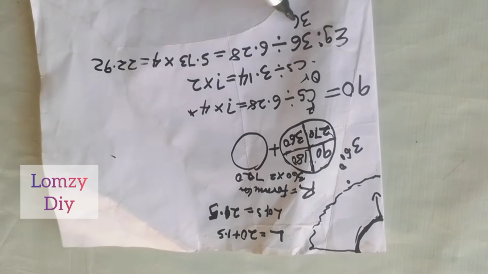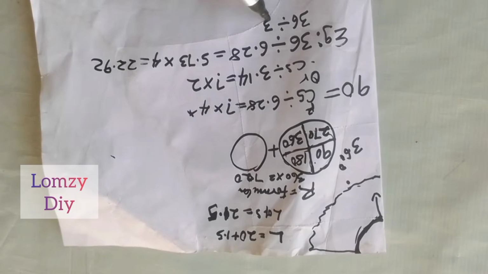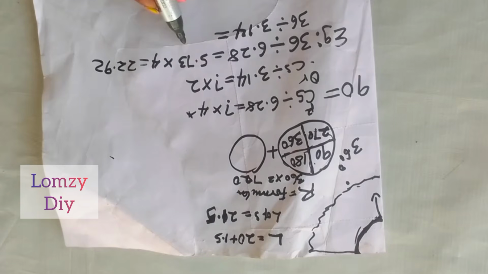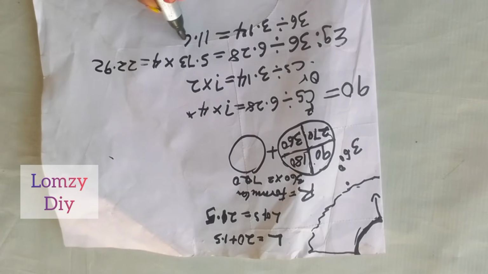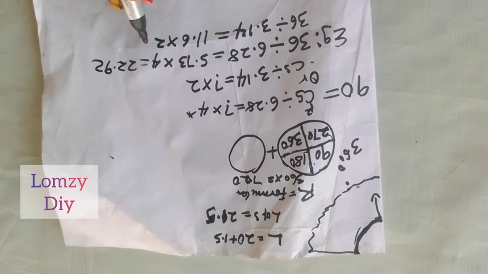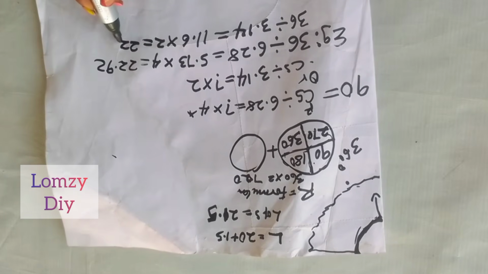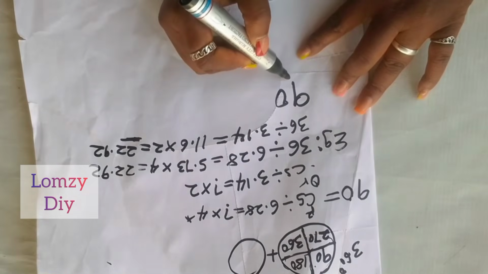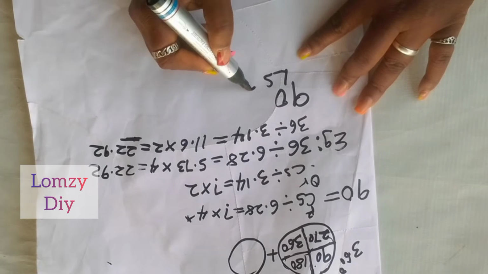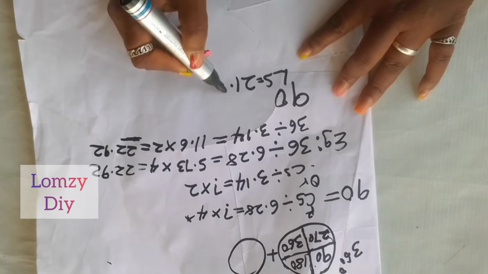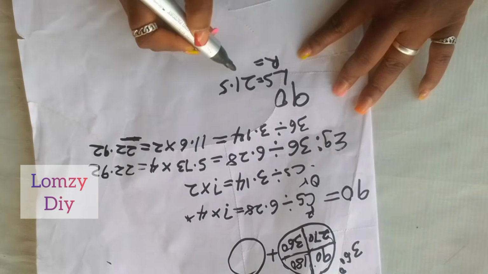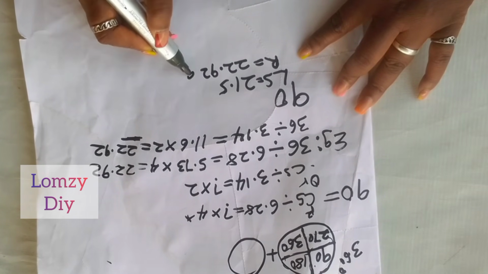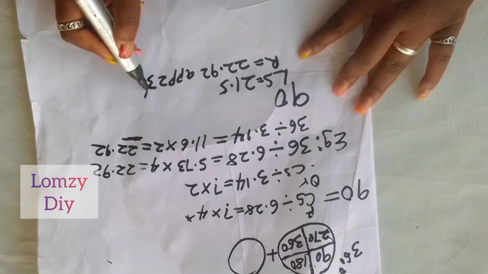So let's do the second one. 36 divided by 3.14, and that will give you 11.6. Times this by 2, which will give you 22.92. So for the 90 degree flare, the length of skirt we're using is 21.5, and the radius for the skirt we're going to use will be 22.92. Approximate that to 23 inches.